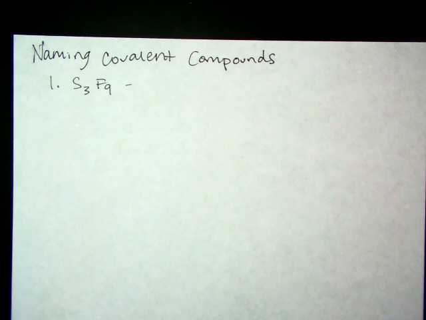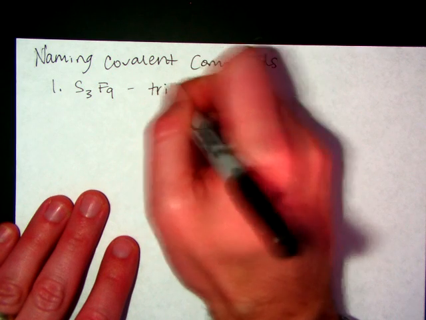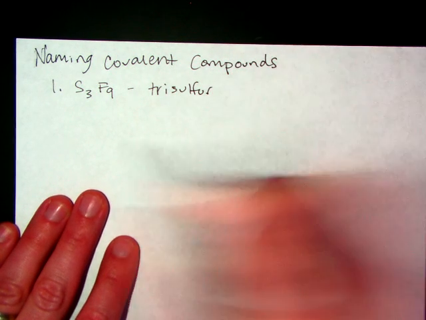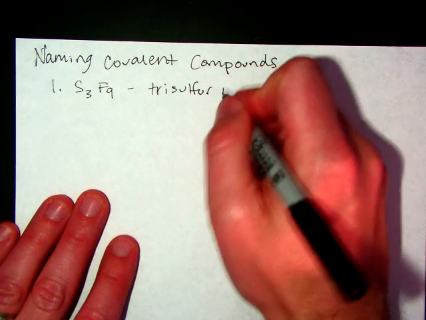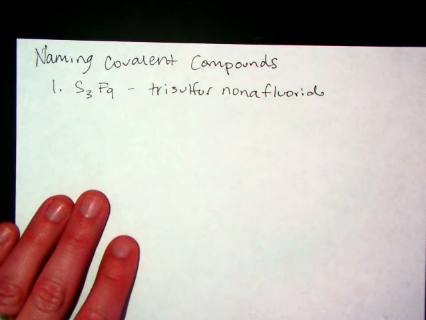So S3F9, give the first one its regular name, give the second one an IDE ending, and use the prefixes. So there are 3 sulfurs, that's tri-sulfur. And there are 9 fluorines, that's nona, N-O-N-A, fluoride, F-L-U-O-R-I-D-E, nona fluoride.